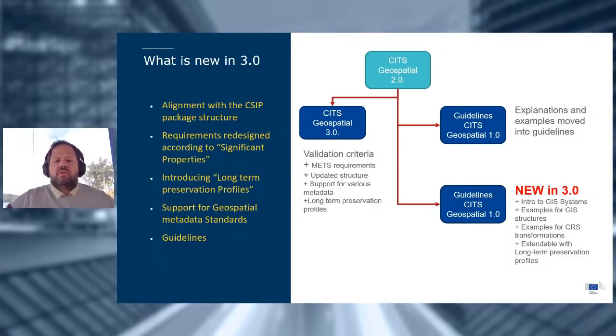Now, within the guidelines, we added explanations and examples for each and every validation requirement. And we have the new guidelines for SIDS Geospatial for GIS. Here, I see there's a typo, the GIS part is missing here. So the intro to GIS systems, as I explained before, we talked about the examples for GIS structures and examples for coordinate system transformations, and how we can actually also use long-term preservation profiles for GIS-specific formats like web services. So this SIDS specification actually does not define how to store and preserve web services, but it gives you a good fundamental structure based on which we can build this, because we saw that different stakeholders have different needs and requirements, so we need to allow them to actually contribute to this specification based on their requirements and needs.